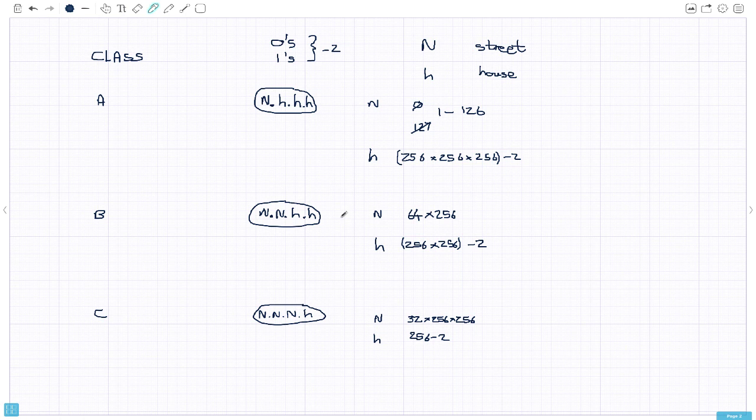Now, to signify that a field is a network or a field is a host, we put a 1 in the bit position if it's a network, and we put a 0 in the bit position if it's a host. Zero for host, 1 for network.